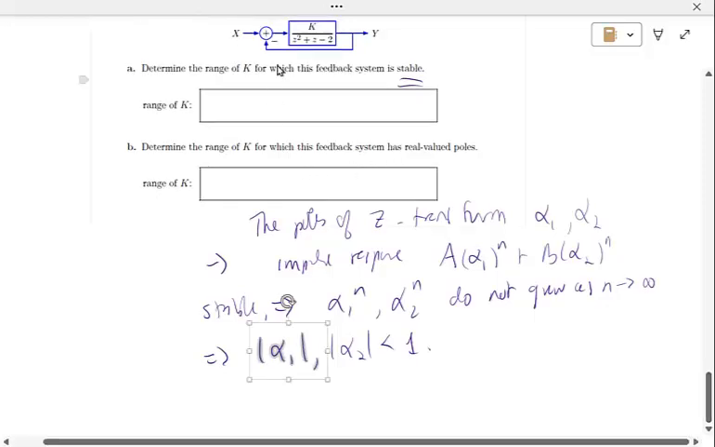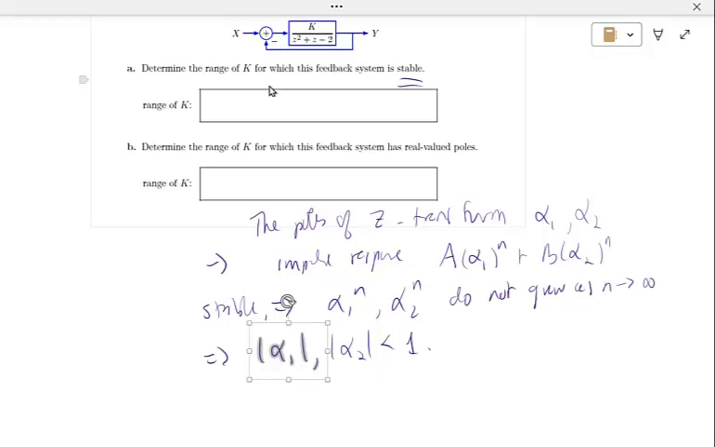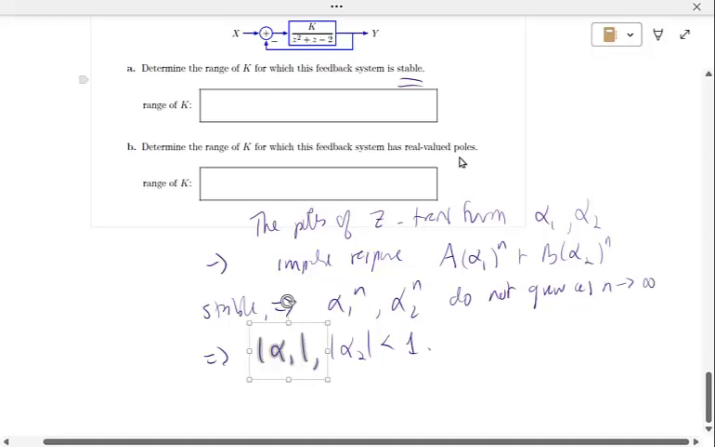So I would say, to be careful here, that this k over z squared plus z minus 2 is not the z transform of the system. You'll have to solve for the z transform of the system by including this in the system and including also the feedback, just like I did for the previous problem with the Laplace transform. The second one, real valued poles, has the same significance as with the Laplace transform. If you have real valued poles, then the impulse response is not going to be oscillating. It will just be growing or decaying.